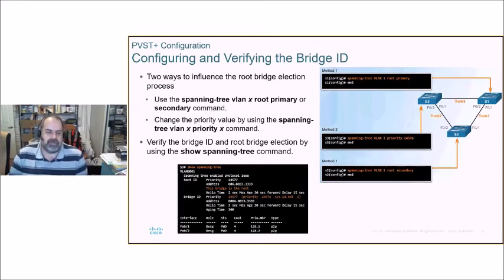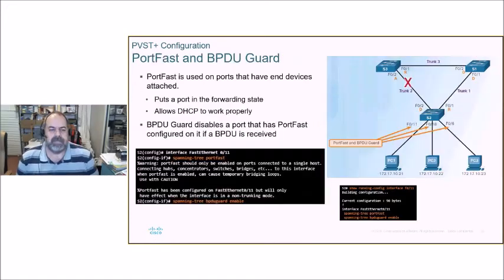Now, how do you figure out what's going on? Show spanning-tree will tell you that. And so it tells you the root ID, and it will actually tell you if this bridge is the root or who the root bridge is. Now, PortFast, as I said, is how you define an edge port. It puts a port straight into the forwarding state, and so of course that allows DHCP to run quicker. Now, BPDU guard disables a port that has PortFast configured on it if a BPDU is received.